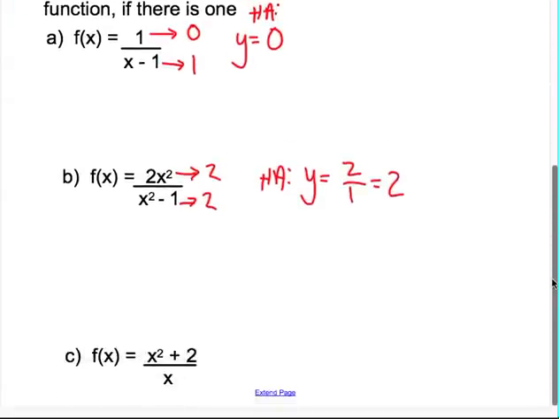Finally, my last example, the degree of my numerator is 2. The degree of my denominator is 1. So this is the case where the degree of the numerator is greater than the degree of the denominator, so there's no horizontal asymptote.